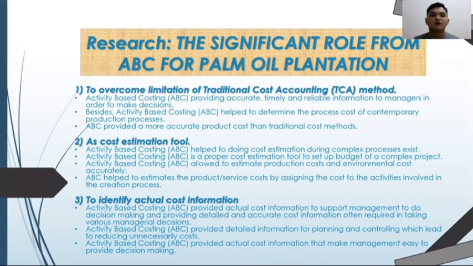The third is identifying actual cost information. The activity-based concept provides actual cost information to support management in decision-making, and detailed and accurate cost information is often required in taking various management decisions. It provides detailed information for planning and controlling, which leads to reducing unnecessary costs, and provides actual cost information that makes decision-making easy for management.